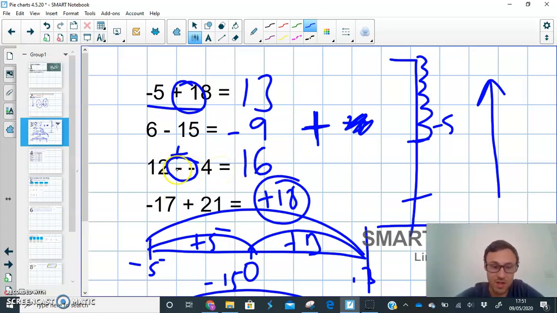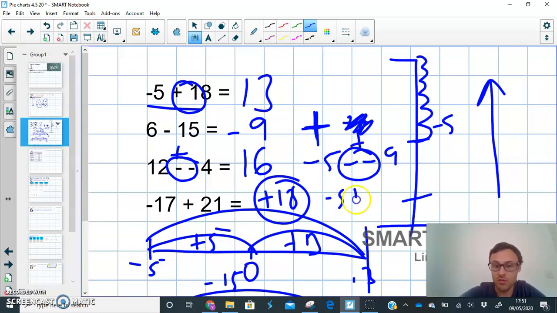Okay, because two negatives make a positive, and it'll be the same if it was minus 5 minus 9. Two negatives together, they become a positive, so you end up doing minus 5 add 9. And then finally minus 17 add 21, same procedure as we've been doing down here.